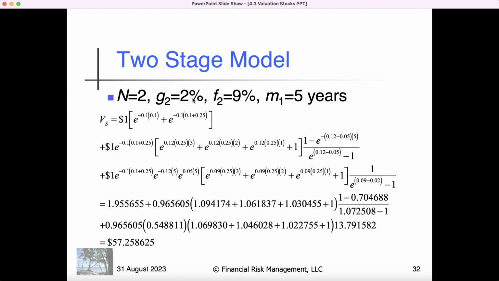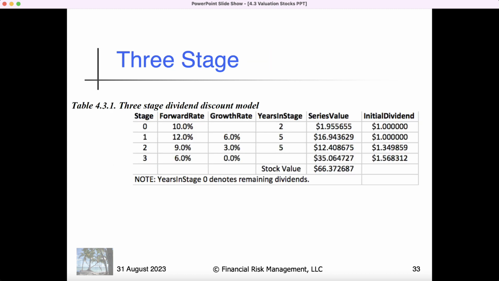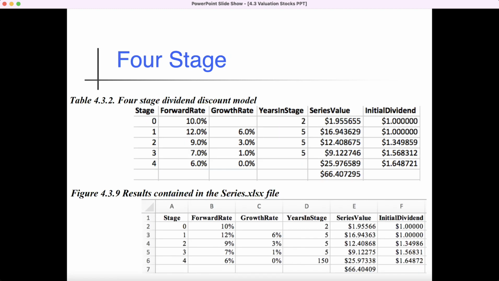A 2-stage model is just a matter of having two intermediate stages. This is the stub period, this is the first stage, and then this would be the perpetual stage. And so it's a 3-stage model. Rather than writing it all out, the software, the R code, produces the valuation, assuming these forward rates over the different stages, the growth rates over the first, second, and third stages, and how many years each stage has. Remember, the last stage is perpetual. And so we can go to a 4-stage model, and can look at a variety of different results that come out of that.